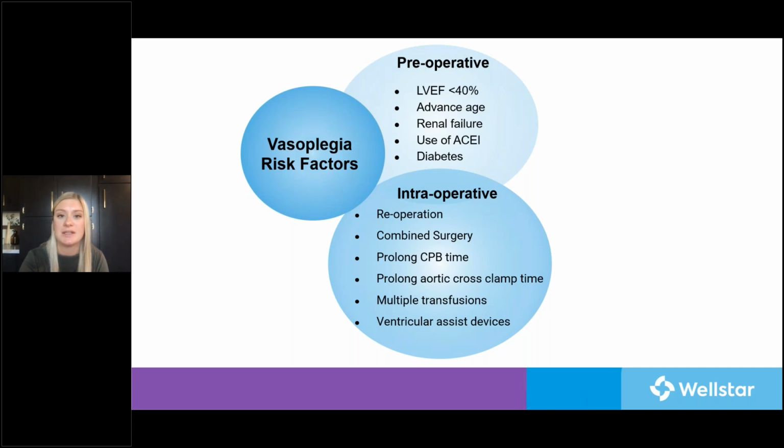Intraoperative risk factors include patients who are having reoperation, combined surgery rather than your isolated CABG or valve, prolonged cardiopulmonary bypass time and aortic cross-clamp time, requiring multiple transfusions, and placement of ventricular assist devices. Of course, with these risk factors, the more the patient has, the higher the incidence of them getting postoperative vasoplegia.